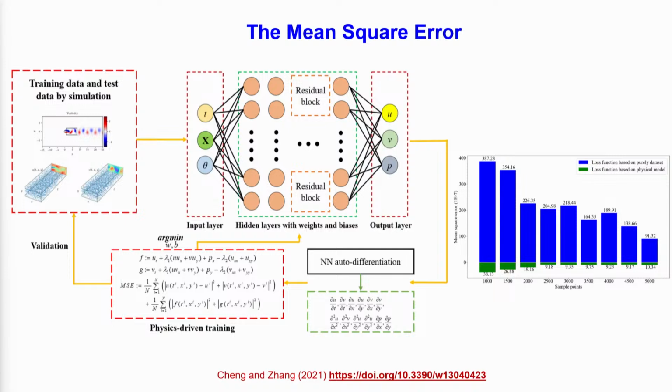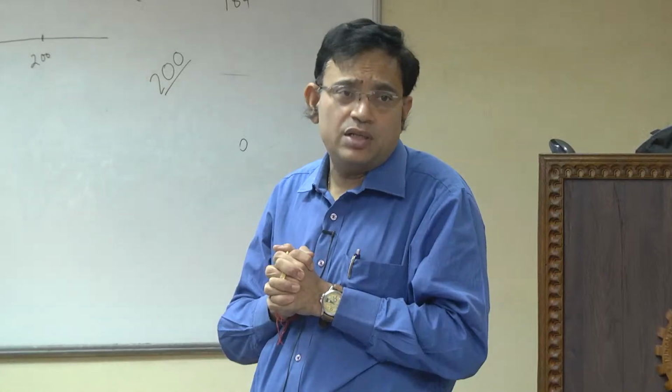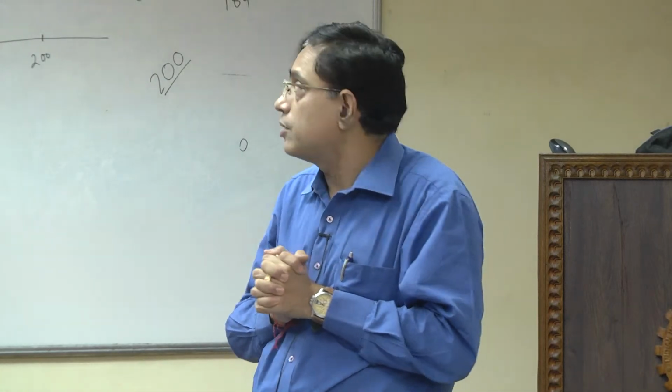So, you have a residual block where you have hidden layers with weights and bias, and you have the output layer. You do that automatic differentiation and then you calculate the mean square error, because dealing with the mod is very difficult. And if the error is still there, you keep on doing it. So, how do you know the error is there? You validate it with the actual CFD solution, and in that way you keep on training it until you see that your validation is doing quite well.